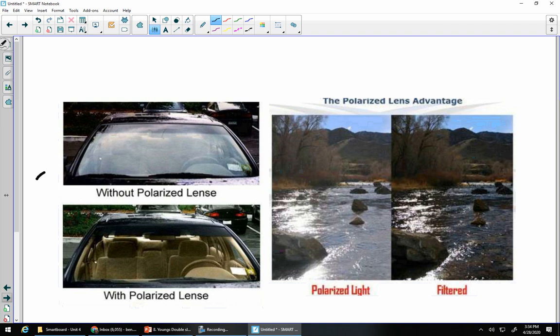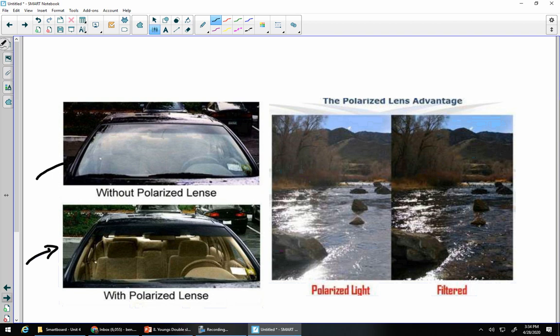So cutting glare, this is essentially what things look like. Without a polarized lens, tons of glare. You can't really see what's going on inside the car. With a polarized lens, you cut the glare, you can see inside of cars. Lots of cops like to have these polarized glasses because then they can see through the glare. They can see what people are doing if they're texting and other dangerous things inside the car.